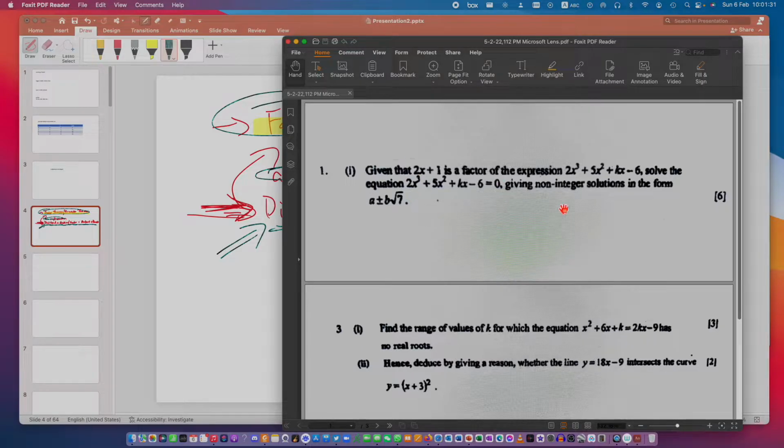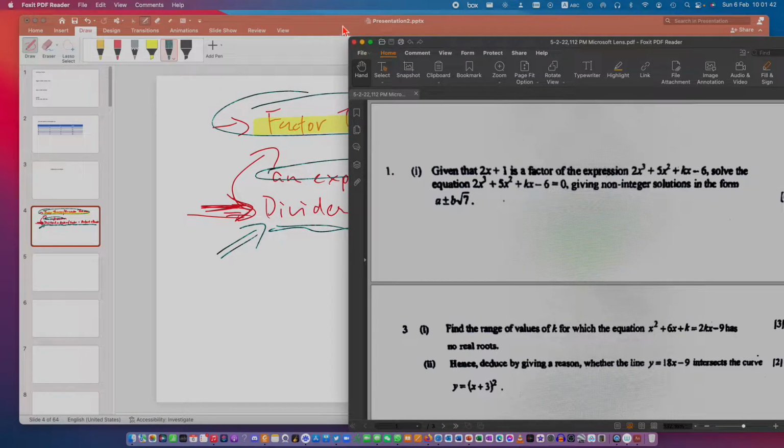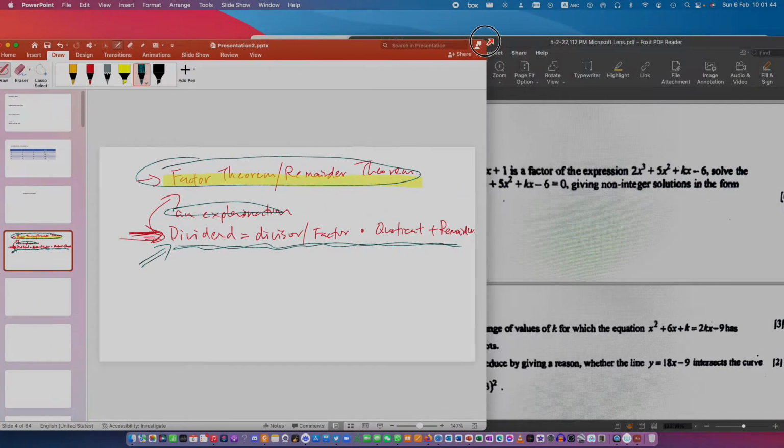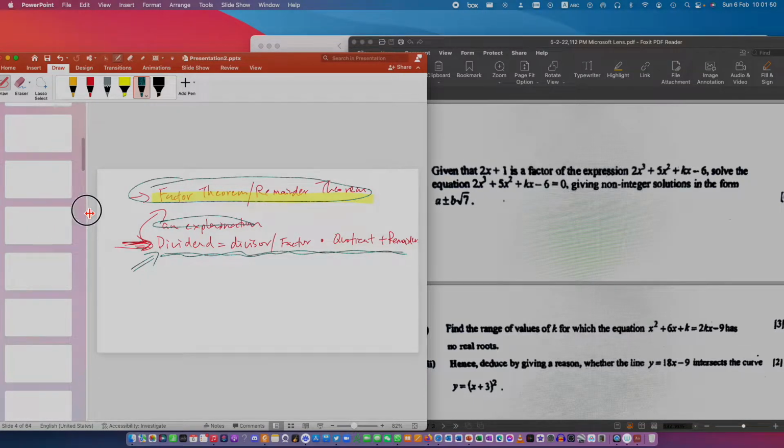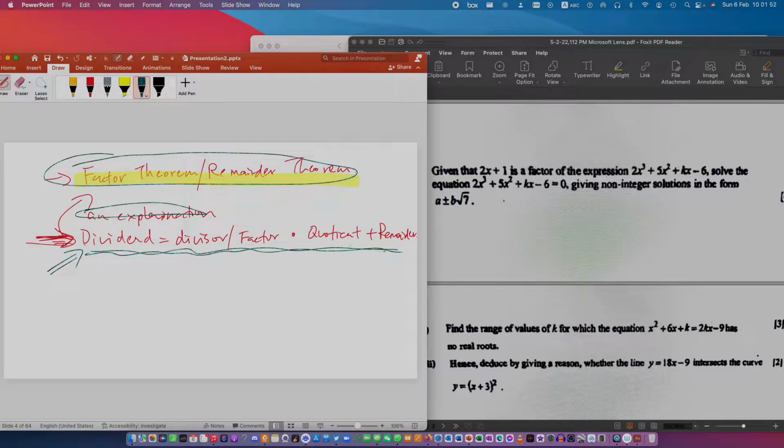So let's do this. Given that 2x plus 1 is a factor of the expression. So you ask me this question, right? And then they say solve this. Let's not use the factor theorem or remainder theorem. Let's just use dividend equals divisor or factor times quotient plus remainder. Over here the question says 2x plus 1 is a factor. So if 2x plus 1 is a factor, what does it mean?